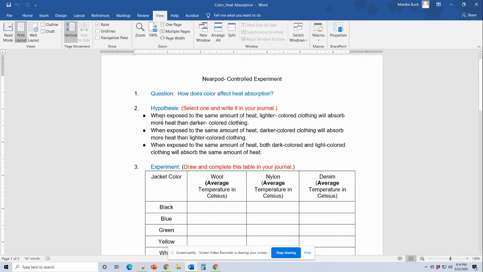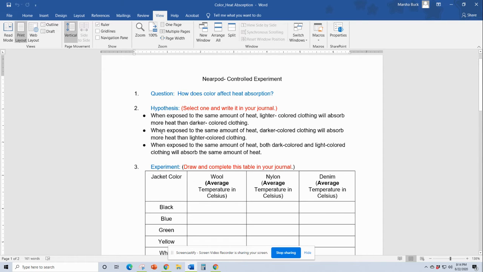So here's your first choice. When exposed to the same amount of heat, lighter colored clothing will absorb more heat than darker colored clothing. If you think that's right, you'll write that one down. Here's your second choice. When exposed to the same amount of heat, darker colored clothing will absorb more heat than lighter colored clothing. And then your third choice is when exposed to the same amount of heat, both dark colored and light colored clothing will absorb the same amount of heat.